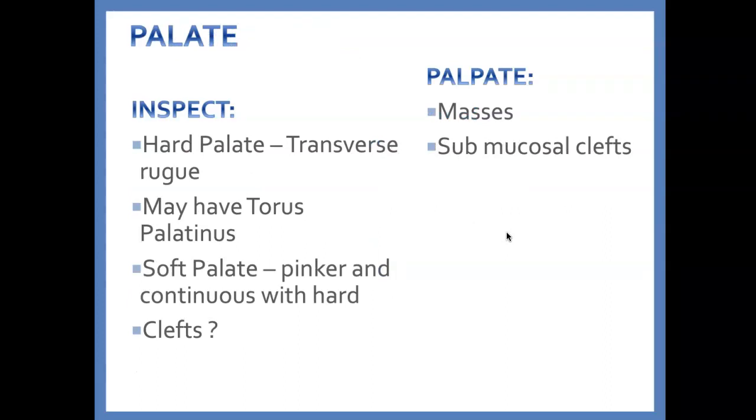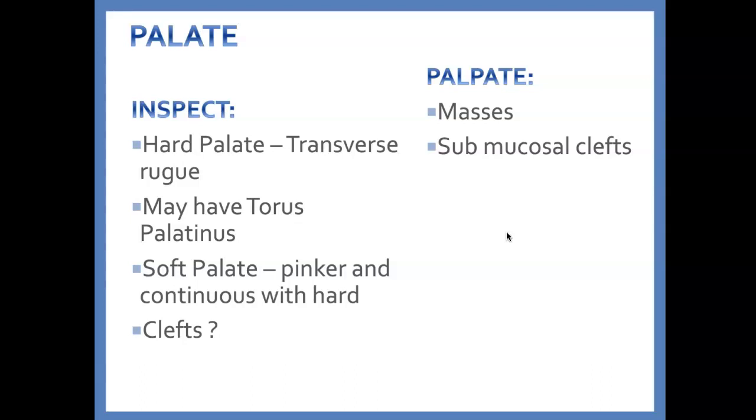Again, you'll inspect the palate. We're going to move on up to the palate. You have the hard palate, which is in the front part of the mouth on the upside. You'll see the little lines. Those are called the transverse rugae. And again, you may have some tori up there as well. They're called torus palatinus. These are little bony prominences, usually a genetic trait, and I think I have a picture on here as well.